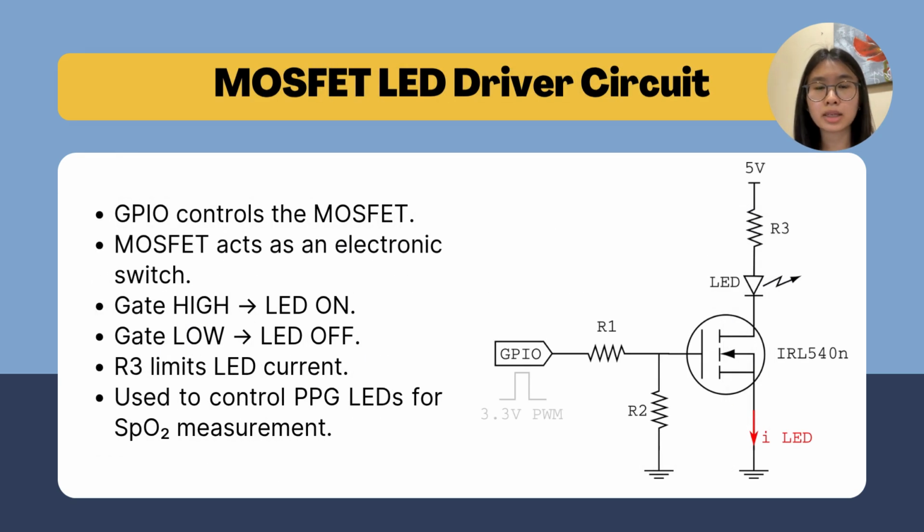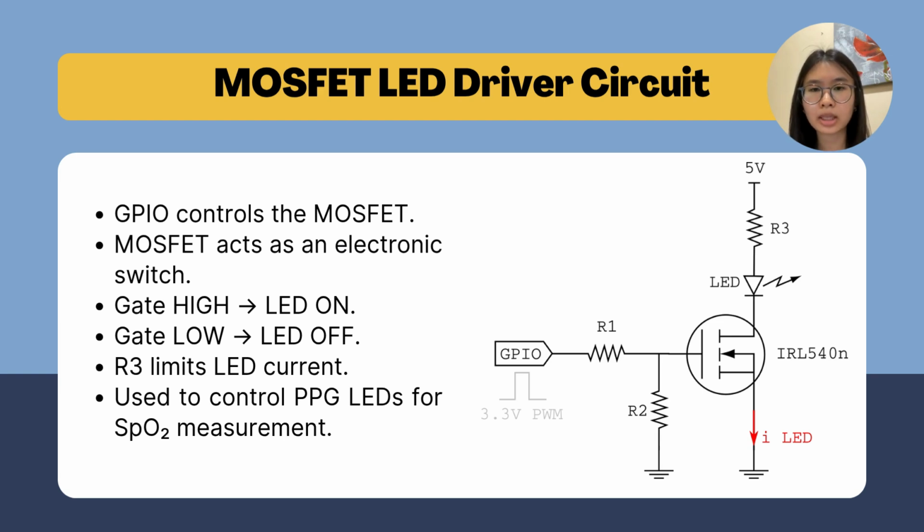This is the main circuit discussed in this presentation. In this circuit, the GPIO pin from the microcontroller controls the gate of the IRL540N MOSFET. The MOSFET acts as an electronic switch. When the gate receives a high signal, the MOSFET turns on and allows current to flow through the LED.